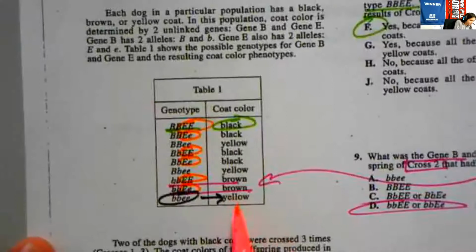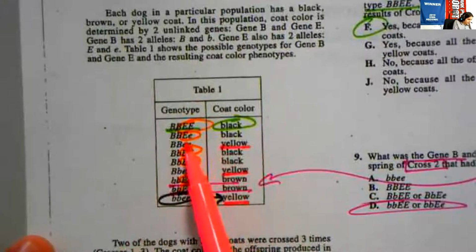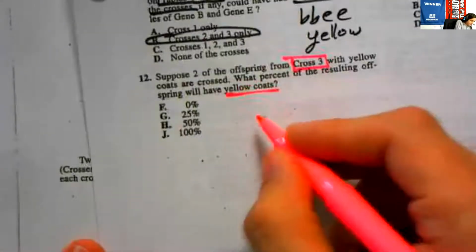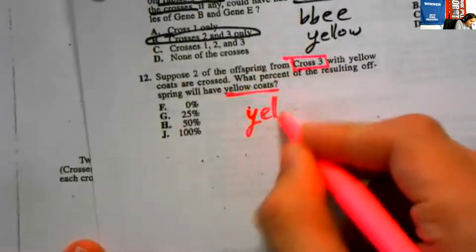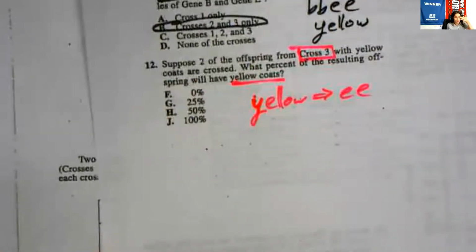Okay, well, what do yellow-coated dogs have going on? What's in common between yellow dogs? Little e, little e, little e, little e. So if you got 2, what's in common for yellow coats? Little e, little e. So it doesn't seem to matter what's going on with the bees.